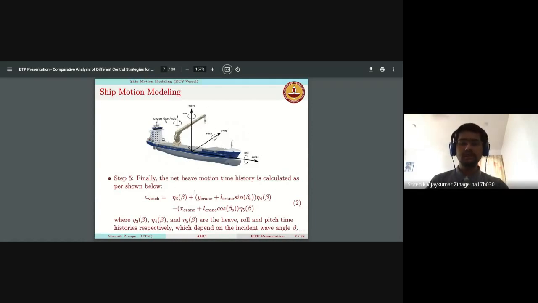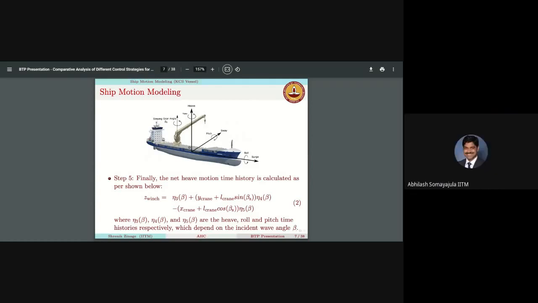Because when the ship heaves, it is also bound to roll and pitch, since they are correlated, right? So if the ship heaves, it's bound to exhibit roll and pitch motions, and due to that, our objective is to make sure that the tip of the crane's heave time history is tracked and not the ship's heave time history. Is that clear for everybody?